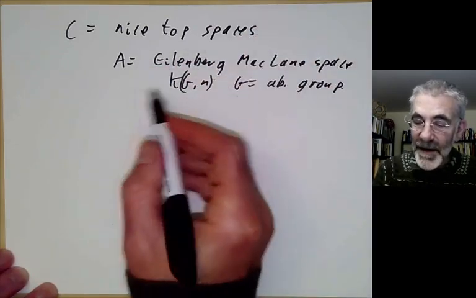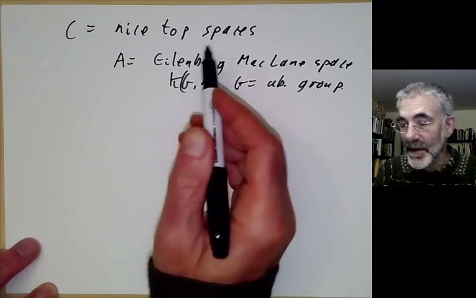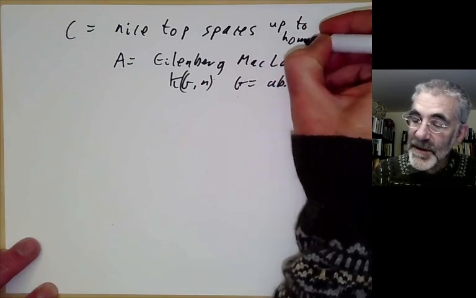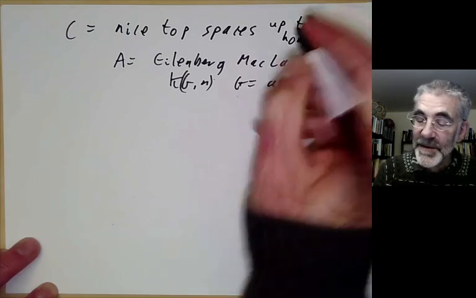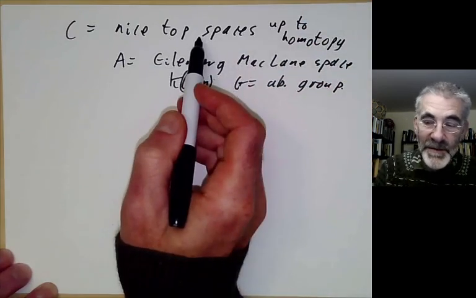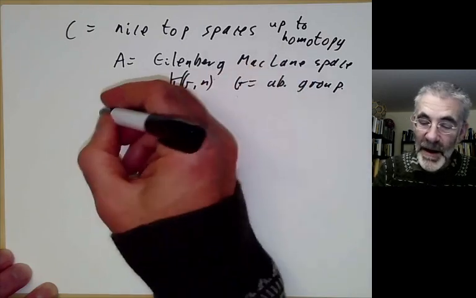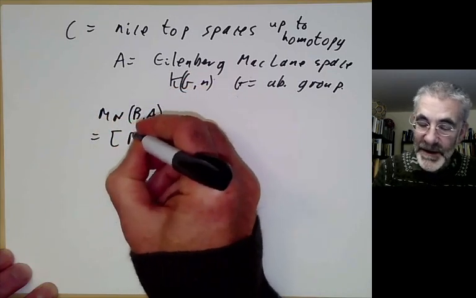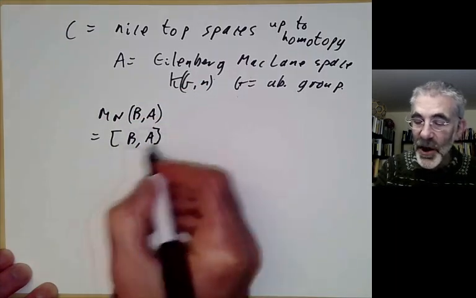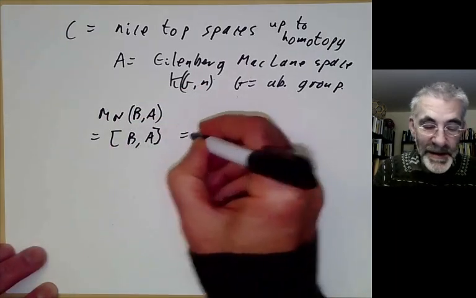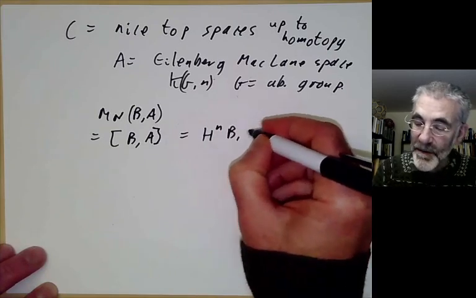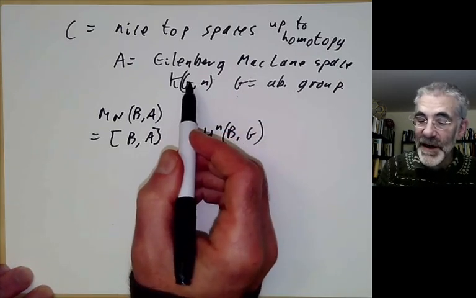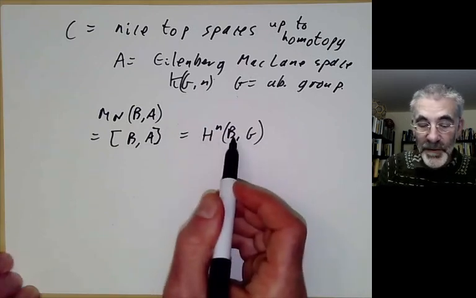And then you can ask, what functor does this represent? Well, it doesn't really represent anything nice for topological spaces, but it does if you represent topological spaces up to homotopy. This means that instead of morphisms being continuous maps, they're homotopy classes of continuous maps. And the morphisms from B to A are usually denoted by putting B and A in square brackets. So the square brackets means homotopy classes of continuous maps. And this turns out to be the nth cohomology of B with coefficients in G. So in other words, the Eilenberg-MacLane space represents elements of a cohomology group.